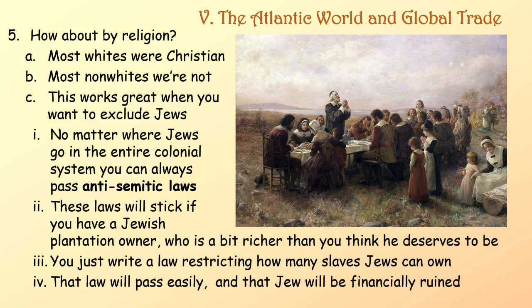What about by religion? Most whites were Christian, most non-whites were not, and this works great when you want to exclude Jews. No matter where Jews go in the entire colonial system, you could always pass anti-Semitic laws, and these laws will stick if you have a Jewish plantation owner who is a bit richer than you think he deserves to be, and you resent him. You just write a law restricting how many slaves Jews can own, and that law will pass easily, and that Jewish person will be financially ruined.